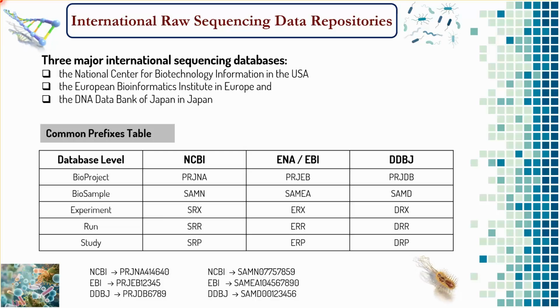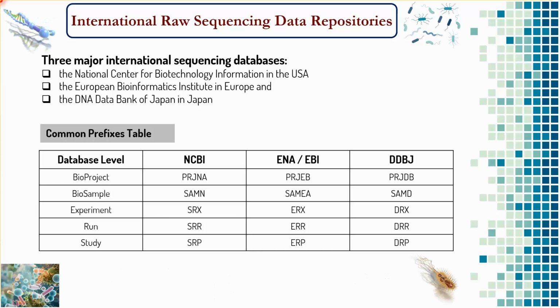Experiment accessions identify the sequencing library and sequencing setup. Again, the accession prefixes vary among these three databases. SRX is used in NCBI, ERX is used in EBI, and DRX is used by DDBJ. For example, here we can see the different SRA experiment accessions for different databases.